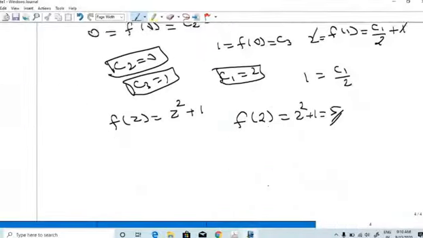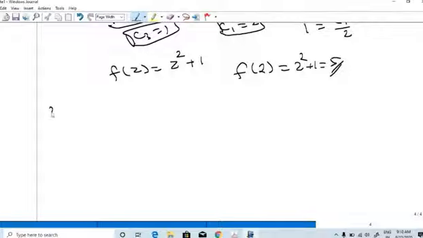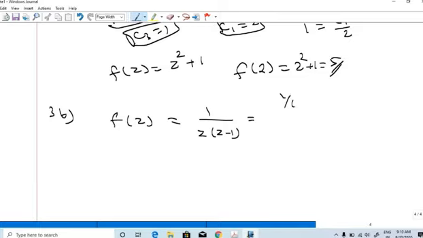36th problem. They give f(z) = 1/(z(z-1)). We can rewrite this as (1/(z-1)^2) divided by (1 + 1/(z-1)). Why? Because if you simplify, you'll get this one.